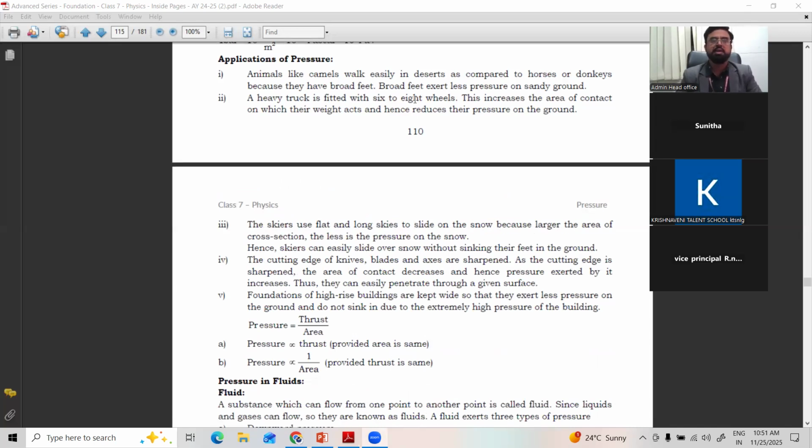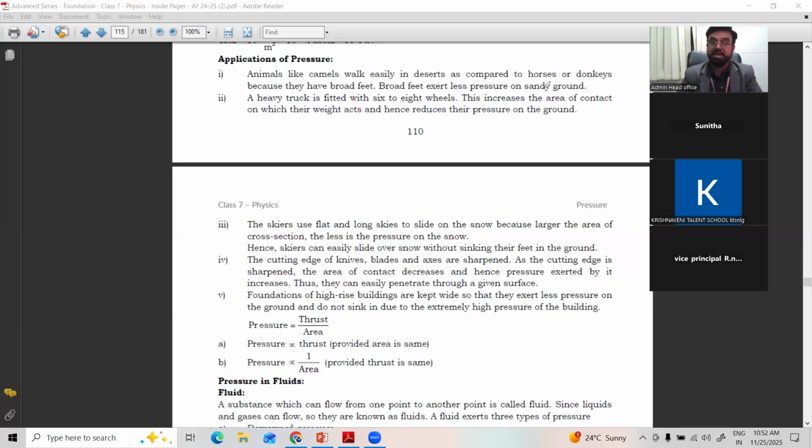Right? Now, applications also we have seen. See clearly, an animal like a camel. Camels walk easily in desert as compared to horses or donkeys, because they have broad feet. If you observe carefully the feet of a camel, a horse, a donkey or a human being, the camel will have very broad feet. Because of the broad feet, there is more area of contact on sand. Pressure on sand is less. That is the reason a camel can walk freely compared to a donkey or horse.